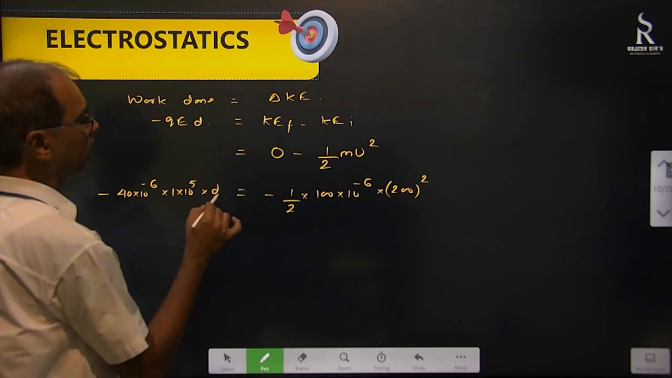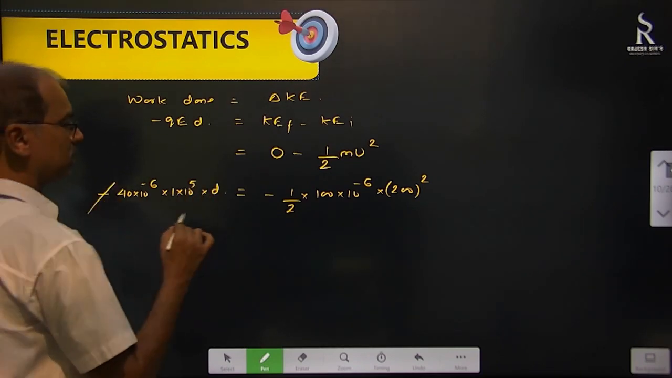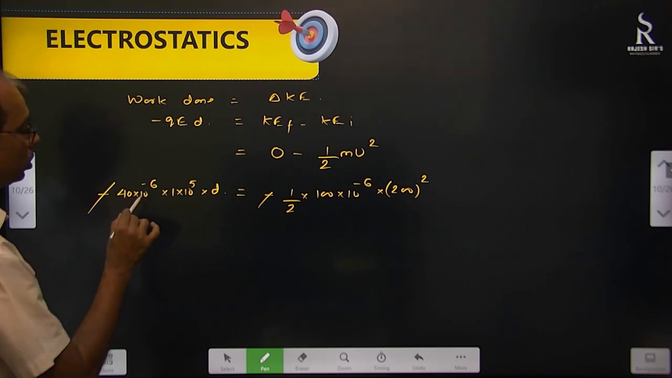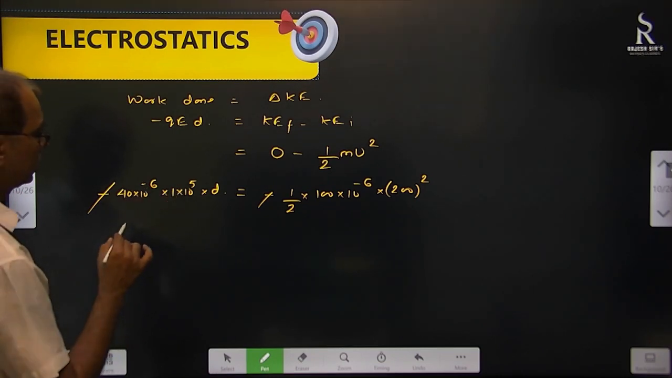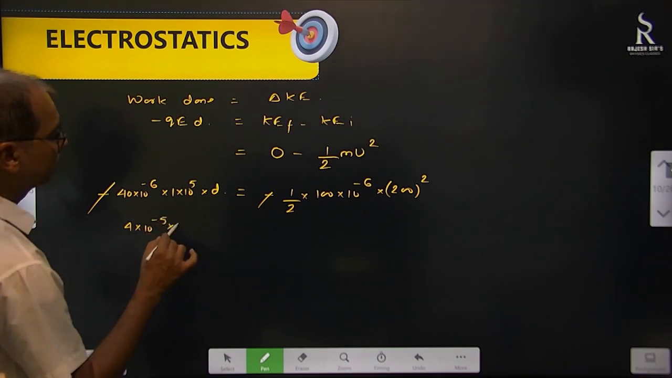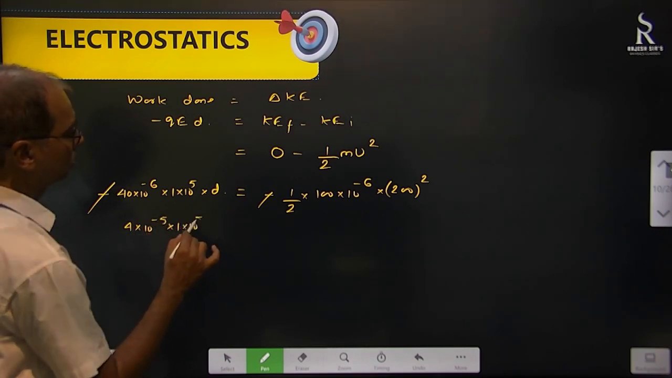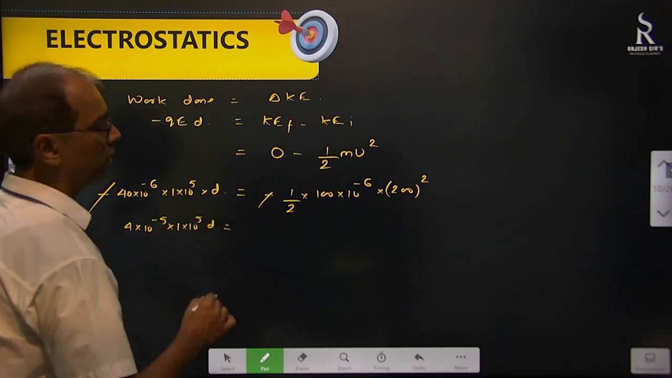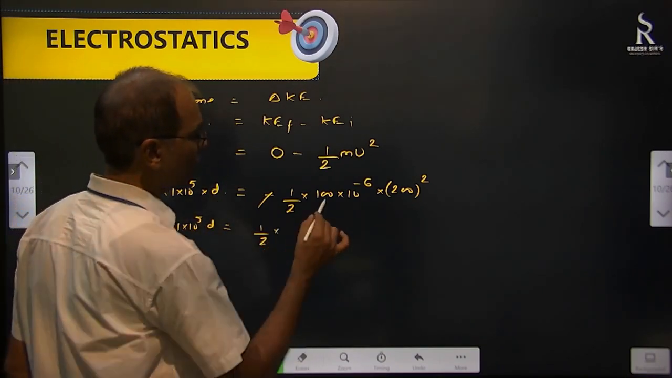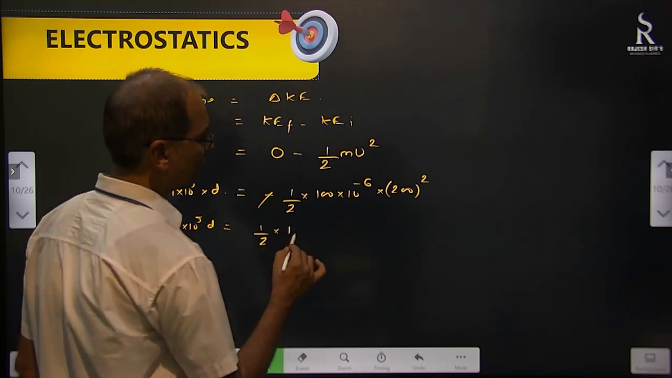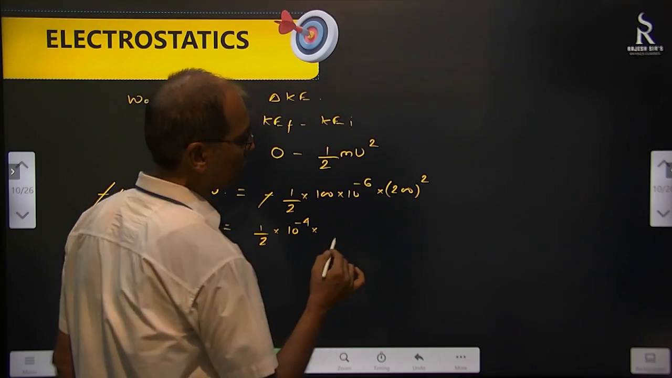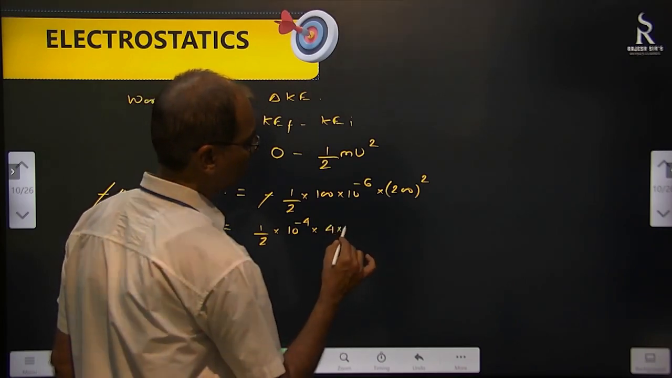Into D, D we are calculating. So this minus and this minus get cancelled. Here this is 4 into 10 to the power minus 5, so at least this 10 to the power 5 thing is gone. Here what it is, that also we have to check. This is 1 by 2. 100 into 10 to the power minus 6 means 10 to the power minus 4. Here is 2 into 10 to the power 2. So this becomes 4 into 10 to the power 4.